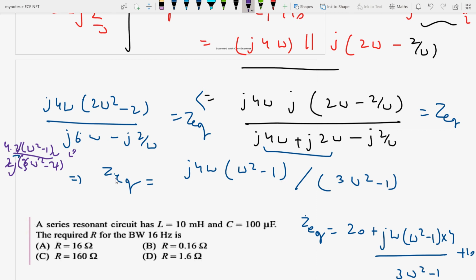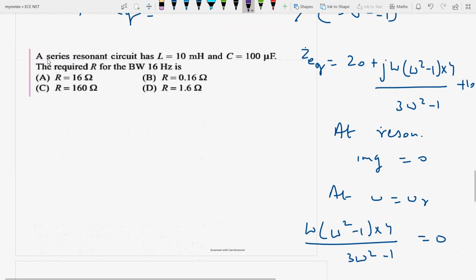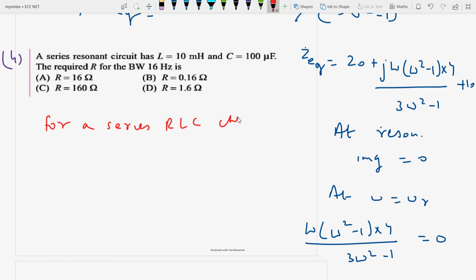Okay, now the next question is your fourth question. This is a very easy question. A series resonant circuit has L, C and bandwidth given, so you have to calculate the value of the resistance. You know, for a series RLC circuit, what is the characteristic equation? You have to calculate it.